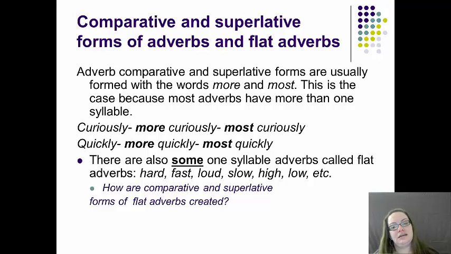Just like the adjectives that we saw before, when we're doing comparative and superlative forms, generally if it has one syllable, so these flat adverbs, we're going to add something on the end of the word. So higher, lower, slower, faster. And when it has more than one syllable, we're going to add more and most before the adverb.